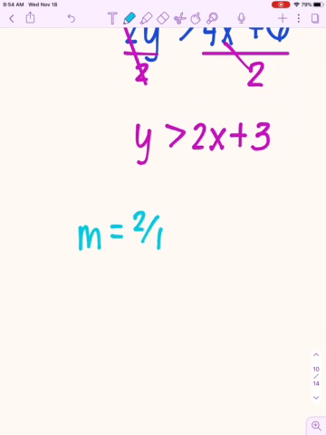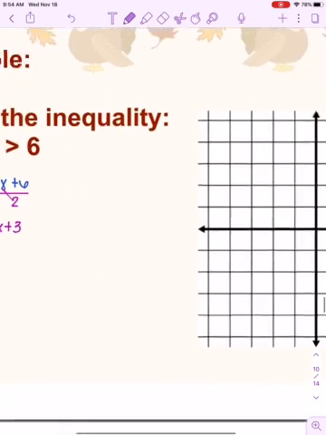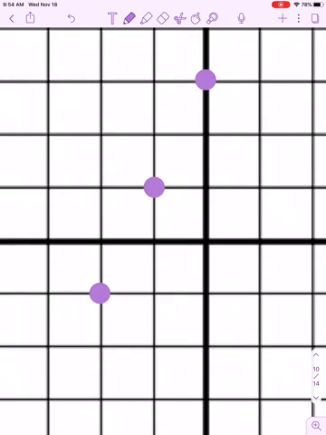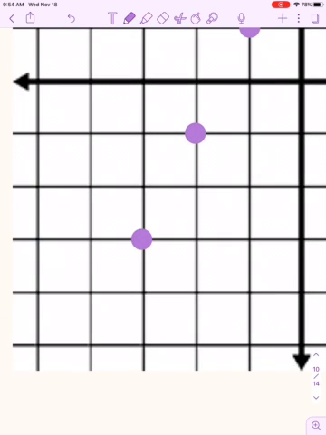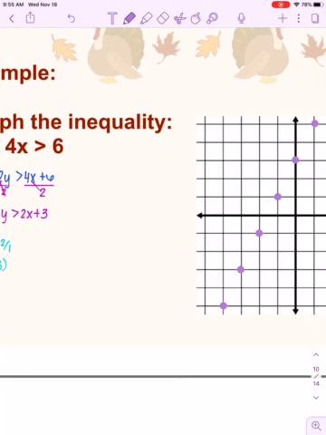So my slope is 2 over 1, and my starting point this time is 0, 3. So then I go ahead and I go up 3 on the y-axis. This part is exactly how it was before. And my slope was a positive 2 over 1, so up 2, right 1, or down 2, left 1. And then we just keep going. I'm just going to keep going until I get to the end of my graph.